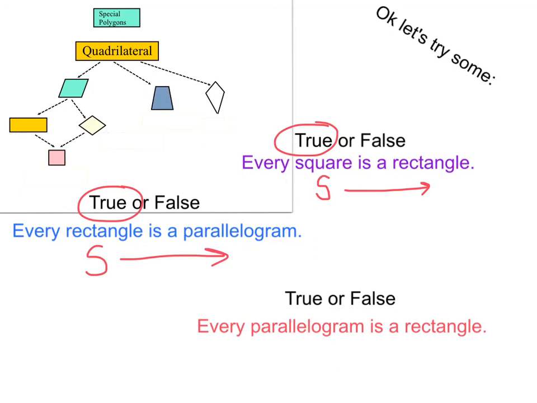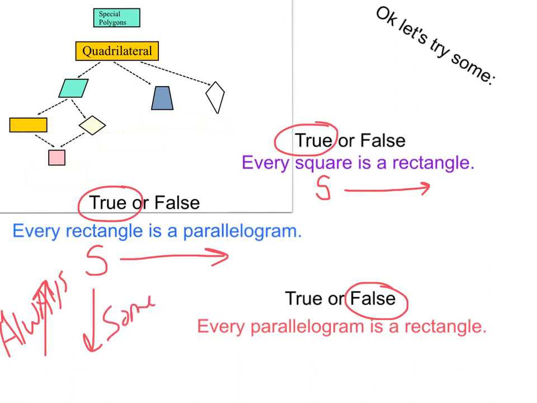The last question is, every parallelogram is a rectangle. Well, that one comes out to be false because we went in a downward direction. So when we do this, up always works, down sometimes. So this is always, this is sometimes. The big word here is every.